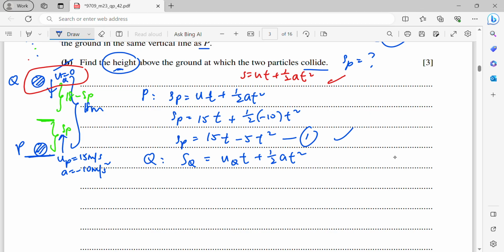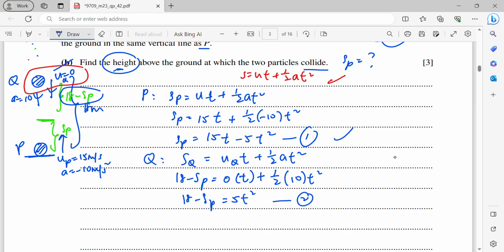So my SQ is basically 18 minus SP. So 18 minus SP, my UQ is 0 because it's dropped, plus half my A. Okay, since it is dropped due to the gravitational acceleration, that means your A is going to be positive 10. Alright, because upwards is negative, downwards will be positive. So here is going to be 10, then T squared. Now I will get 18 minus SP equals to 5T squared. Alright, this is my second equation.